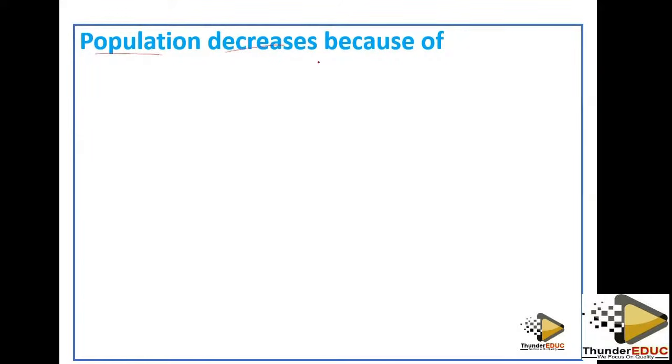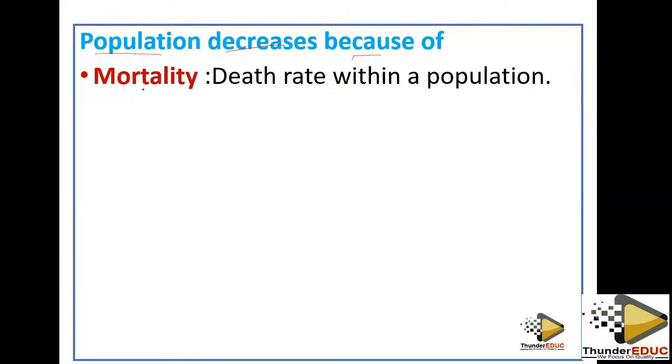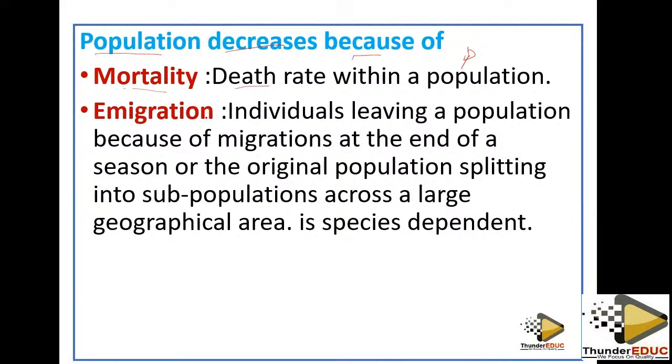What about population decrease? What happens with it? What causes it? And what does it result in? Okay, mortality, this is the death, the number of individuals, the death rate within the population. If it is too much, yes, it means that the population size is going to decrease. Why? Because the number of individuals who are dying are more than the number of individuals who are given birth to. Emigration, remember I told you that migration will bring about increase in the population and also decrease in the population.